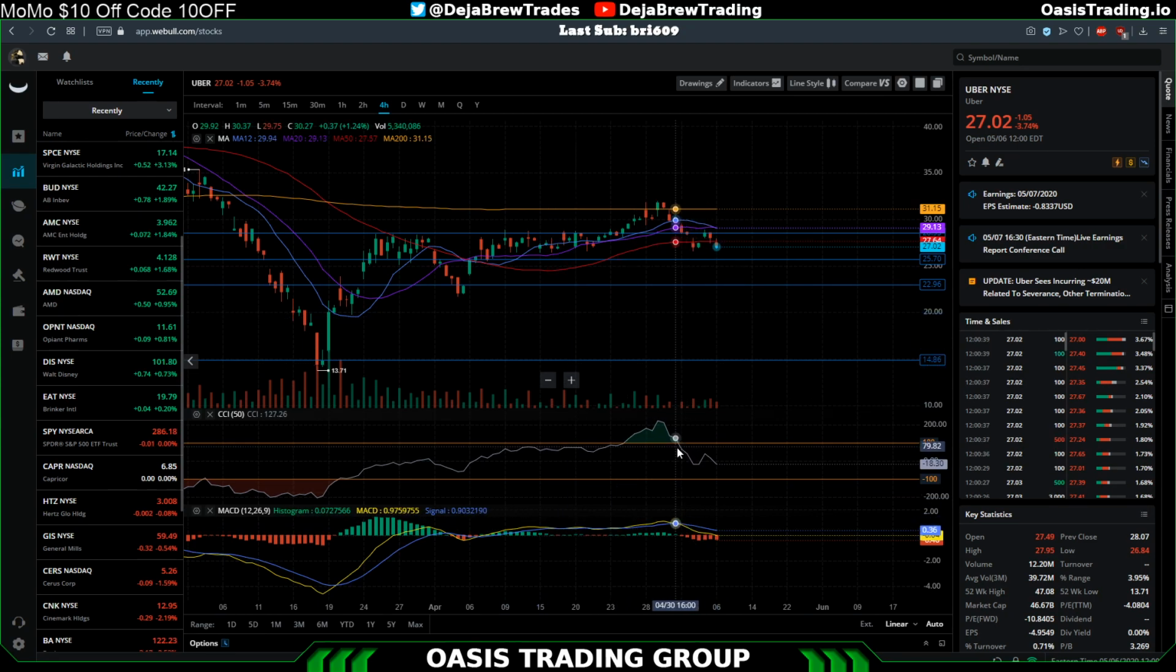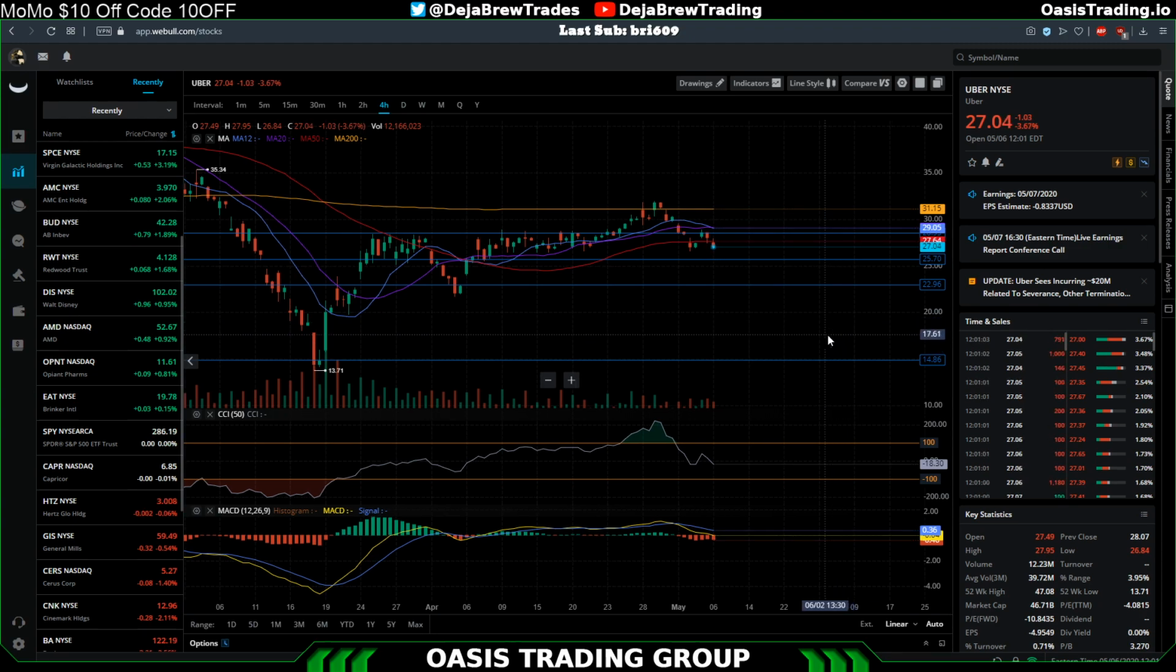You had a sell signal on the MACD, sell signal on the CCI, sell signal on the failure of the 200, sell signal on the deviation of the distribution. There are no good signals here for Uber. Sell signal on the 12 crossing the 20. Very bad. Sad because I actually like the company as well. It sucks for companies that were situated okay. They were doing all right in revenue, and then coronavirus just destroyed them.